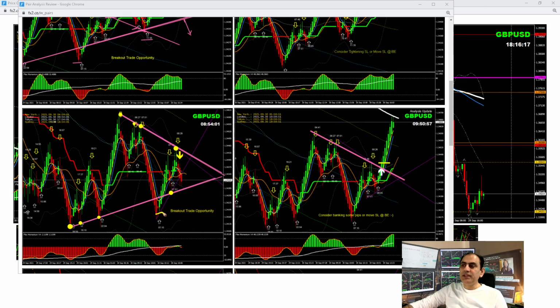We bank profit here, price reverses, and I explain to my traders, let's wait for another pattern. As you can see here, price develops another pattern. I explain through live audio commentary and through the live analysis, these are the levels price previously respected.